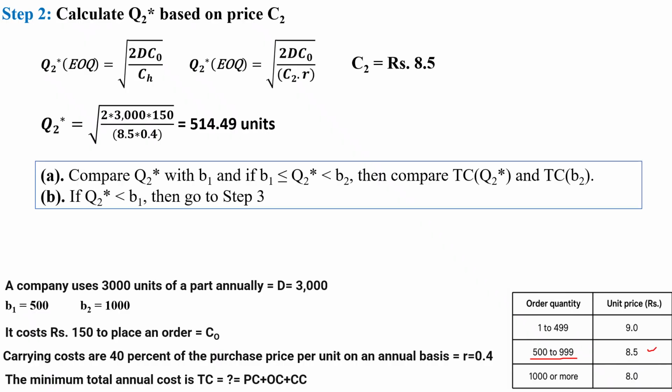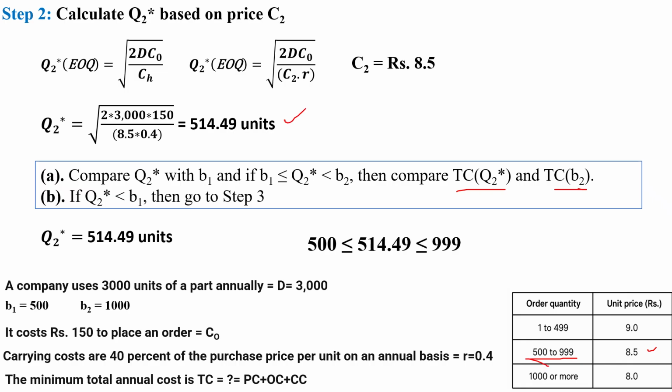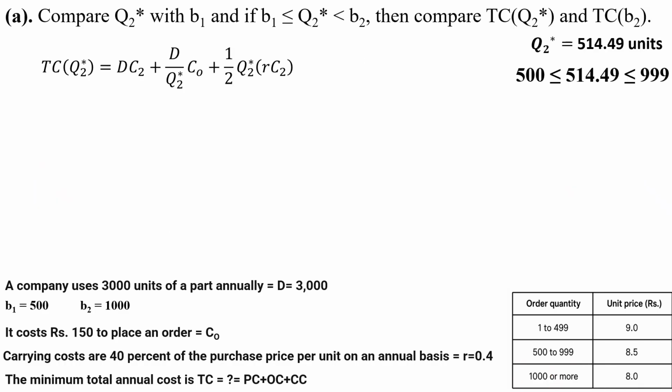So which is feasible? At this unit cost for the required quantity, we have to check the total cost. So then we have to determine the total cost at the EOQ units, as well as calculate the total cost of the B2 quantity. Then next we have to calculate the total cost for the Q2 star quantity.